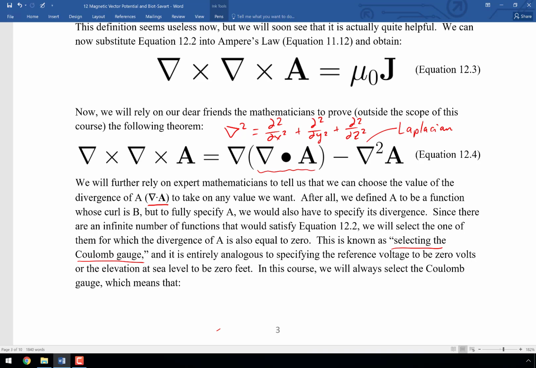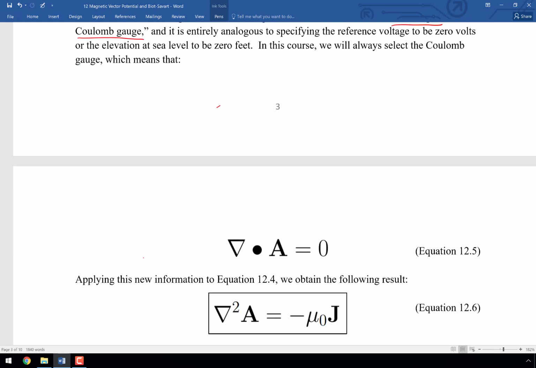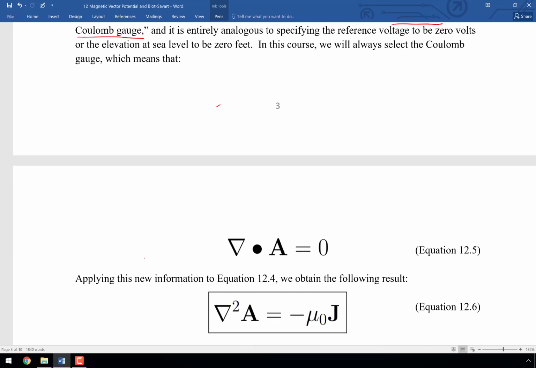All I want you to know is that if you ever see that phrase, "select the Coulomb gauge," what it means is that we've chosen the divergence of A to be equal to 0. So the divergence of A is equal to 0. And we're allowed to choose it to be anything. I could choose it to be 10 or 1,000 or 1 billion. I've chosen it to be 0.